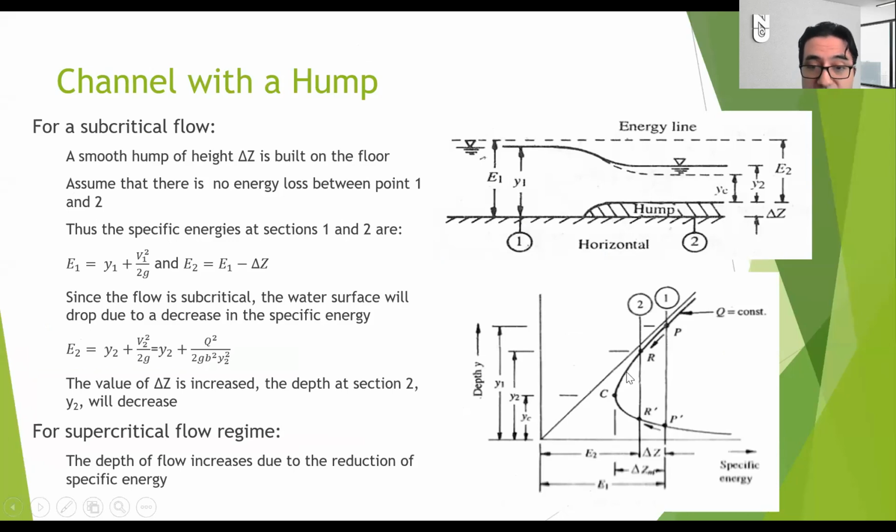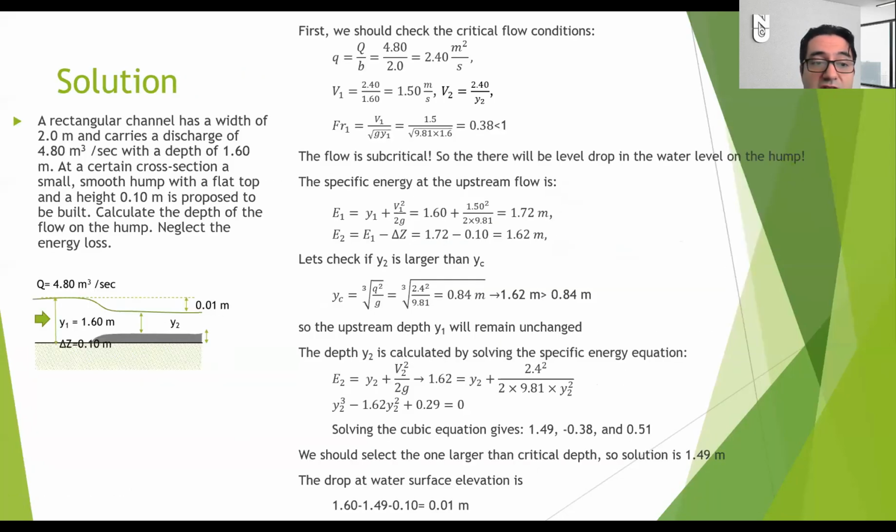So it means that we are still having a subcritical flow. Okay. So if you are having subcritical flow, the conditions are in that way. Subcritical flow experiencing a hump, then it stays as a subcritical flow.